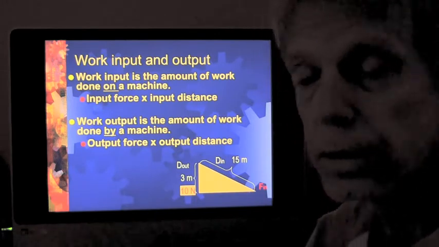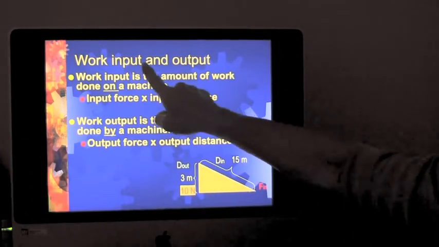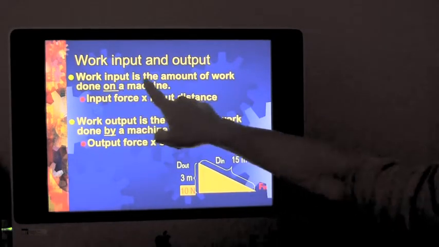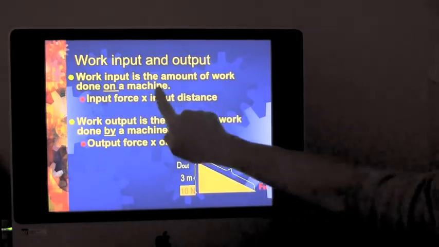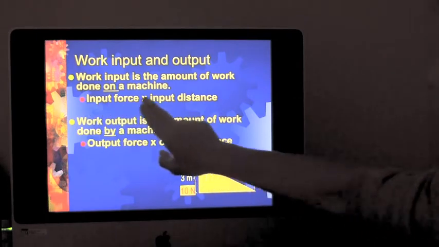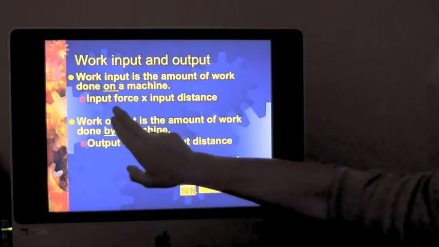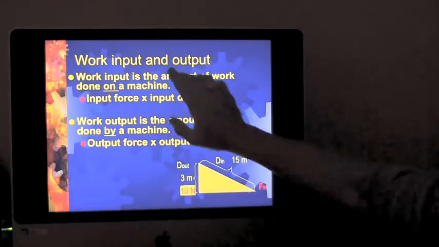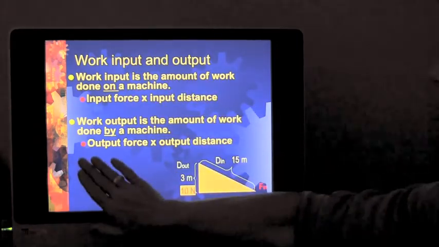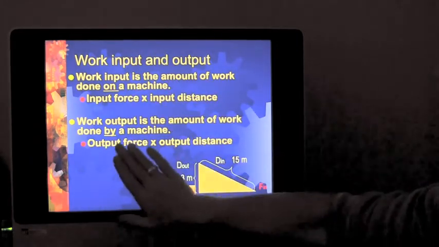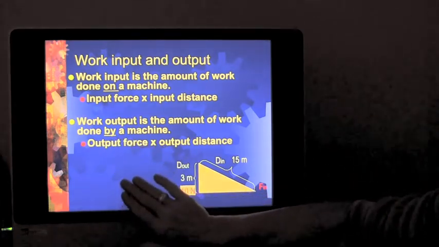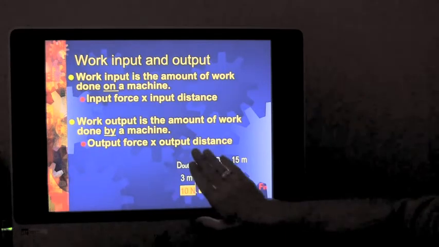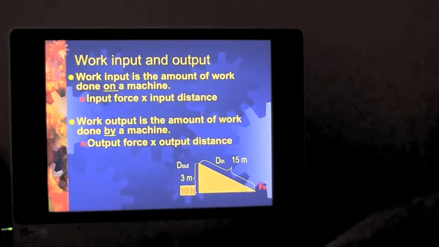Two new terms, work input and output. Work input is the amount of work done on a machine. And for now we will not worry about the formula, but input force times input distance is the formula to determine work input. Work output is the amount of work done by a machine. Formula for that, for future reference, output force times output distance.